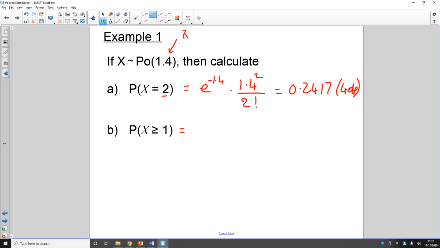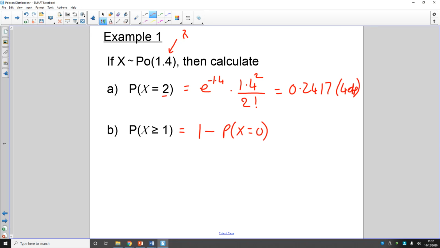Okay, now back to how we interpret some of these questions. If I wanted to find the probability that X was greater than or equal to 1, then I need to consider what that means. It means 1, 2, 3, 4, etc. So the only outcome we don't consider in this case is the probability that X equals 0. So to find the probability that X is greater than or equal to 1, we find the probability that X is equal to 0 and take it from 1.